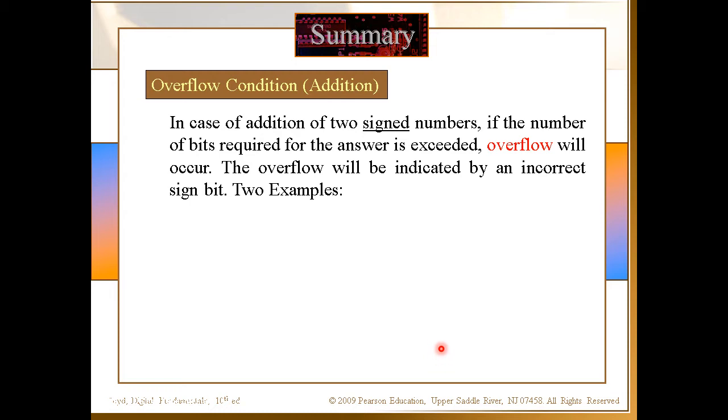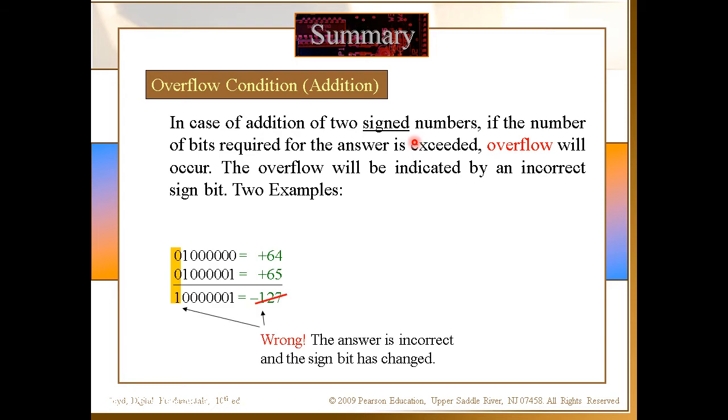So let's say in case of two signed numbers. See, in this lecture, all the numbers that we'll be talking about will be signed numbers. That means we assume that those are signed numbers. Again, as I said before, the binary numbers don't have a sign, but if the number starts with 1, that is a negative number. If the number starts with a 0, that's a positive number.